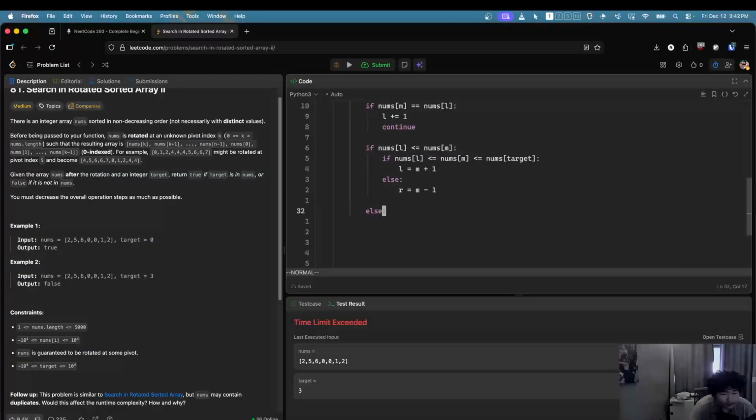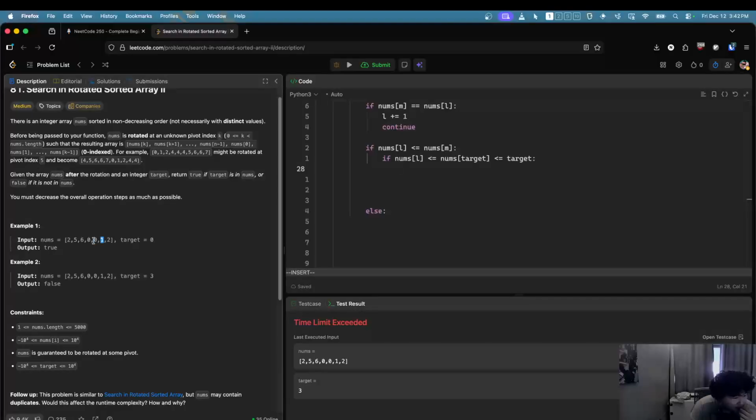Okay, wait. I got all of this wrong. Let me do this again. So if the nums of left, okay, if the left is smaller than the, yeah, so for example, let's say we're here, right? Like 0, 1, 2. In that scenario, if we're less than or equal to nums of target, and less than or equal to target, I guess we could say equal to as well. I don't like the idea of equal to, but it's fine.